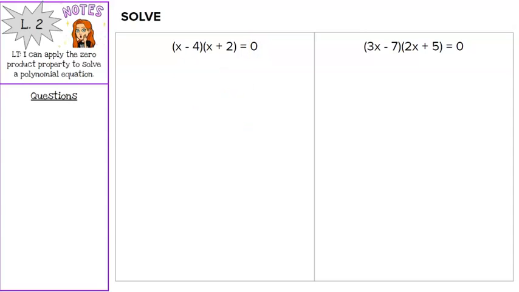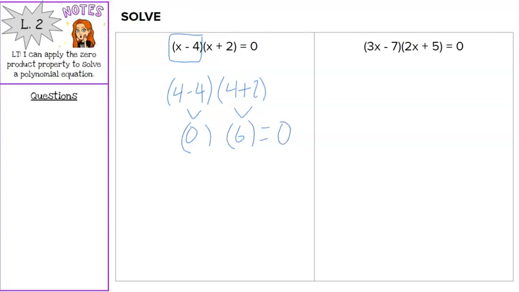So if I look here, I know that for x minus 4 to make 0, I need x to be 4. 4 take away 4, I know is 0. So then if I put in 4 for the other x, 4 plus 2 is 6. But what's 0 times 6? Well, 0 times 6 is 0. So now in this example, our answers are a little easier to decipher.